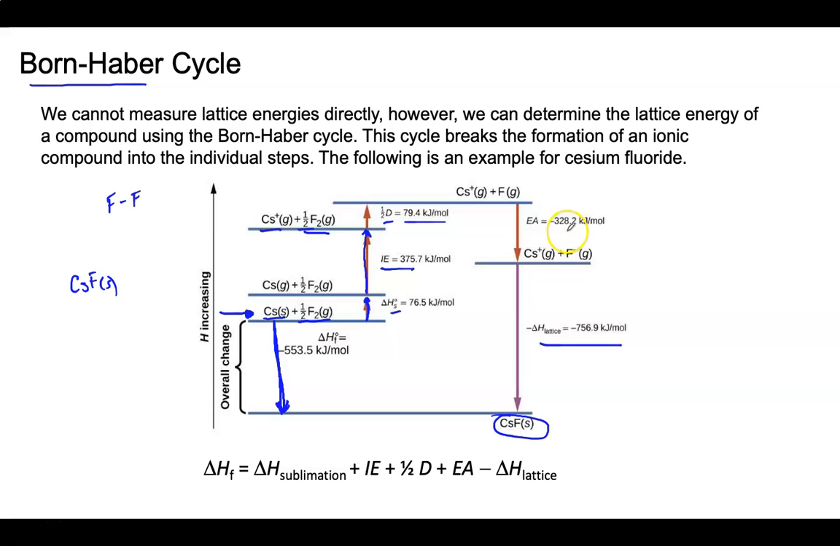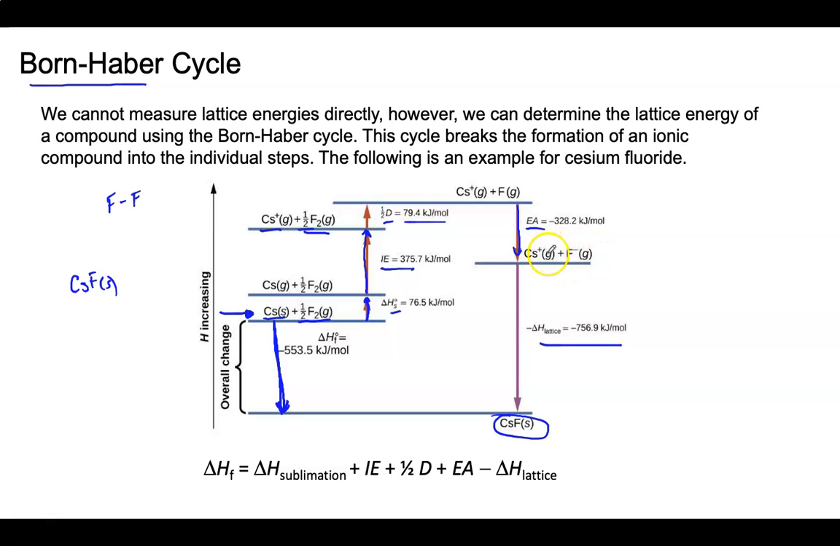That's called electron affinity. Remember, electron affinity is the energy that's either required or released when an atom or ion gains an electron. And again, this is in the gaseous state. So we take fluorine and we add an electron to it, and the electron affinity for fluorine is -328.2, which means it gives us energy back. Okay, so putting an electron on fluorine, so now we have our cesium ion, cation, and our fluorine anion.